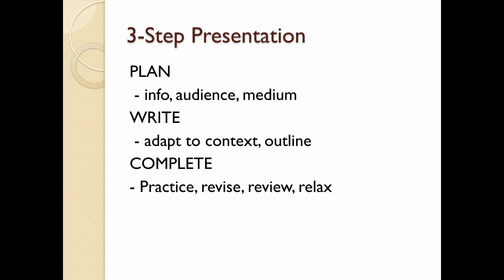All right. When we are working on a presentation, we're looking at a 3-step plan. So the first one, plan, you want to think about what information you're going to include, who your audience is, and what medium you're using. So by that I mean you have an idea of what information from the journal articles you plan on summarizing, and I'm asking you to narrow it down to the most important or the most interesting facts so that you can fit it in your 3 to 4 minute time slot.